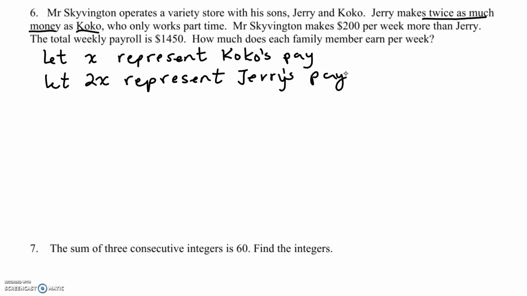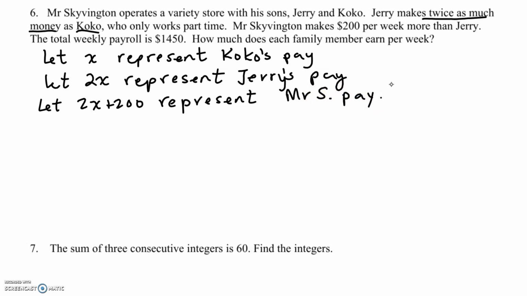Okay, now for Mr. Skivington. Mr. Skivington makes $200 per week more than Jerry. So if Jerry makes 2X and Mr. Skivington makes $200 more than Jerry, then the expression would be 2X plus 200. That would be how much Mr. Skivington gets paid. So let 2X plus 200 represent, I'm just going to put Mr. S. I think I keep pronouncing his name wrong. Mr. S's pay. Okay, so that's the first step done, the let statements.